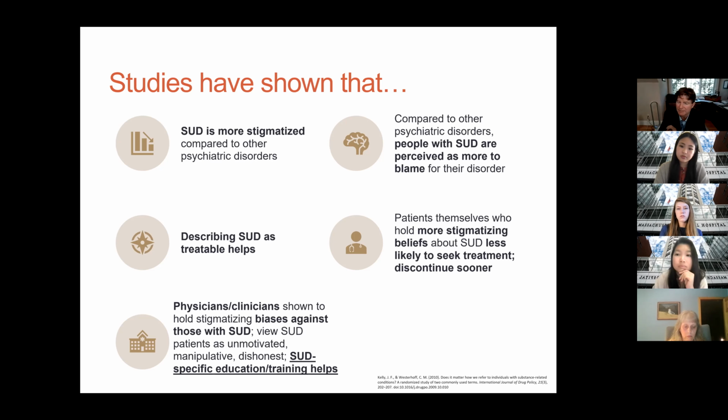Now, describing substance use disorder as treatable tends to reduce these elements of stigma. And people who have these stigmatizing beliefs themselves, irrespective of how severely addicted they are, are less likely to seek treatment if they hold that internalizing stigmatizing beliefs. And I think importantly, from a clinical perspective, is that clinicians themselves are like other people. They hold stigmatizing biases as well. But one thing that can help clinicians is more education around the nature of substance use disorders.